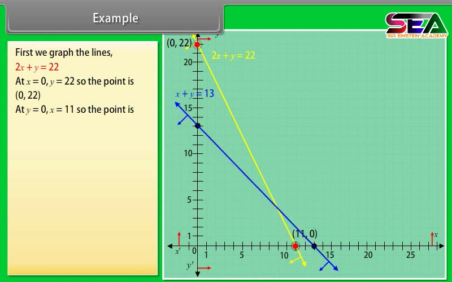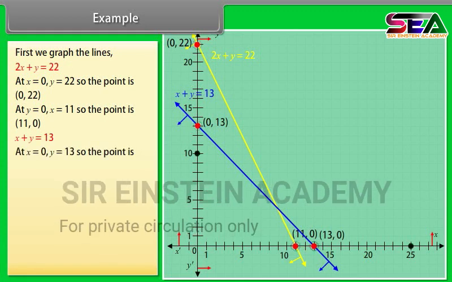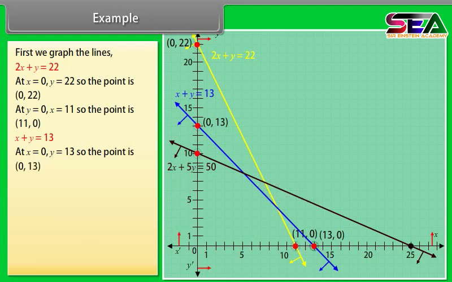At y is equal to 0, x is equal to 11. So, that point is (11, 0). x plus y is equal to 13. At x is equal to 0, y is equal to 13. So, the point is (0, 13). At y is equal to 0, x is equal to 13. So, the point is (13, 0).